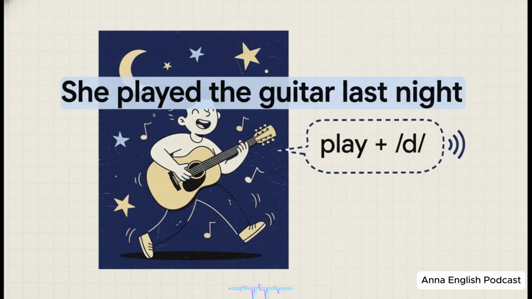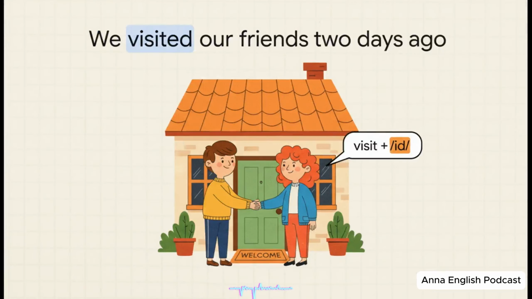All right, here's our next one. She played the guitar last night. The verb play ends with a vowel sound, which is voiced. You can feel it vibrate. So we add the d sound. Played, played. And here's our third and final sound. We visited our friends two days ago. The verb visit already ends in a t sound. So to make it easy to say, we have to add that extra syllable. Visited, visited. See how that works?